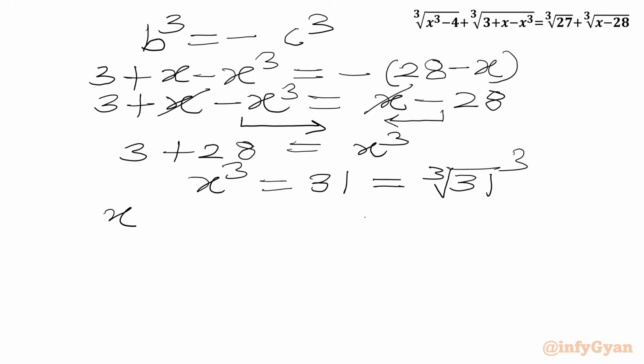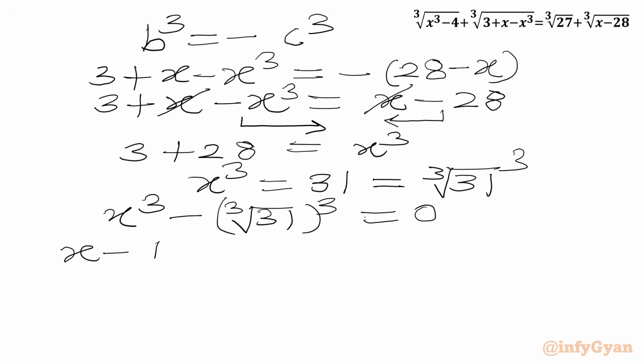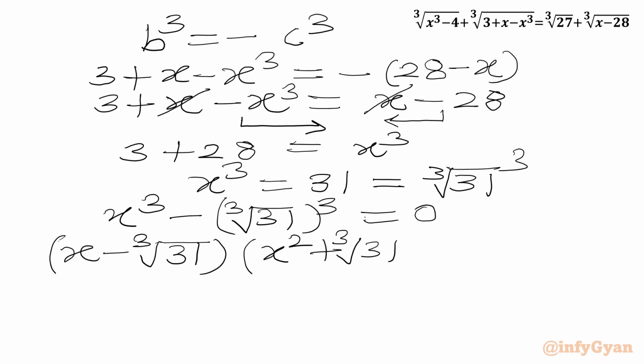Now we will shift all the terms to LHS, x cube minus cube root of 31 whole cube. Here we can use a cube minus b cube formula, which we know a minus b. So a is x, b is cube root of 31. A minus b is done. Times, in other bracket, a square plus ab plus b square. So x square plus cube root 31x, this is ab, plus b square, so cube root of 31 whole square equal to 0.